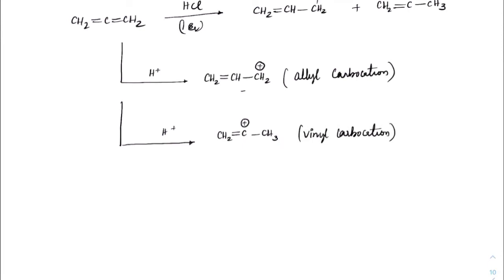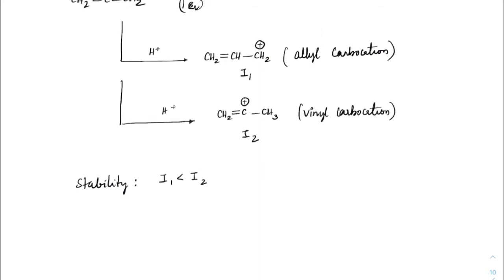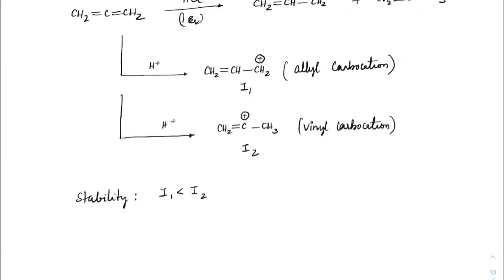Let me call this intermediate I1, intermediate I2. If you see the stability just at the formation, actually I1 is less stable than I2. This is very strange to say that allyl is less stable than vinyl. You know that vinyl is one of the most unstable carbocations, but I'm saying allyl is less stable than vinyl here.